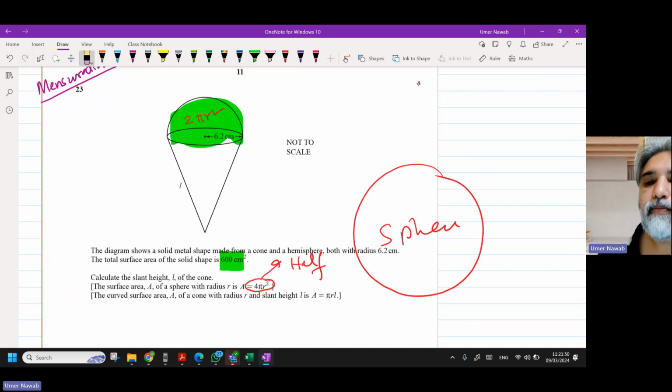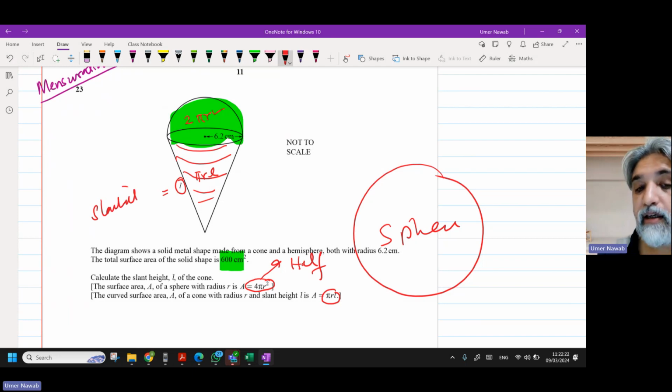Mr. Omar, why are you not taking the bottom of the hemisphere? The bottom of the hemisphere is already connected with the top of the cone, so it is not exposed to the air. It is covered, so there is no need to consider it. Now we need to look at the curved surface area of a cone, which is already given by the examiner, pi r L. L is the slanted height, not the vertical height. I may use Pythagoras to get my slanted height.